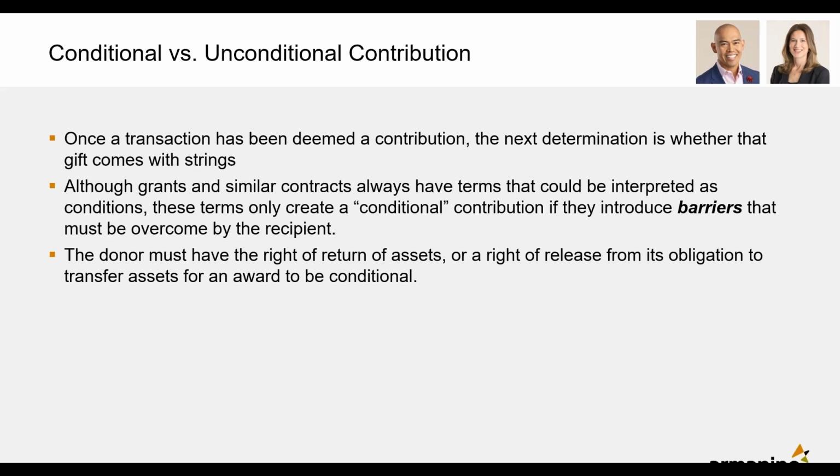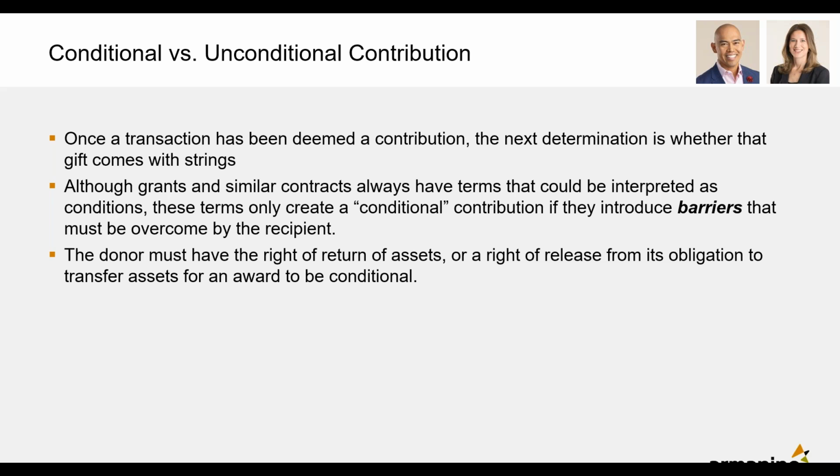So in the new guidance under the amendments, those terms would only create a conditional contribution if they introduced barriers that must be overcome by the recipient. So that highlighted word, barriers, and we'll talk a little bit further about what that means and what some indicators of barriers could be. That is what has to be overcome by the recipient under these amendments. So it's no longer just saying, oh, we have this reporting requirement, we don't know if we're going to fulfill it, but there are actual barriers that have to be considered now. Okay, I want to hear more about this for sure.